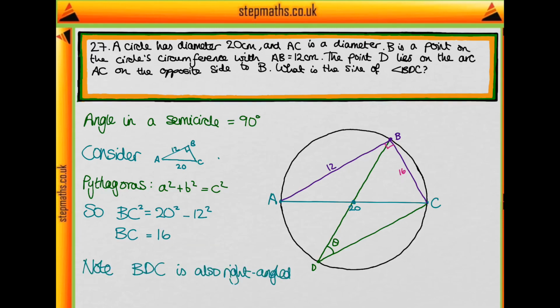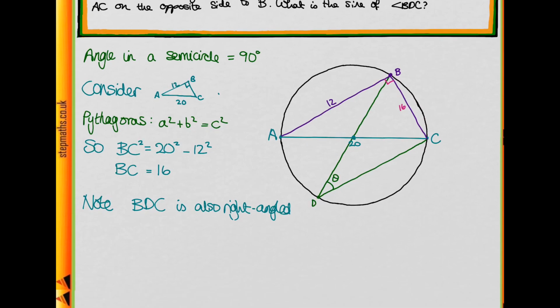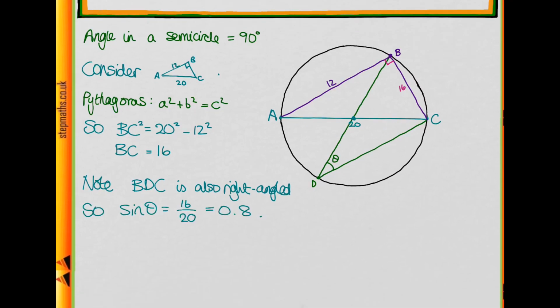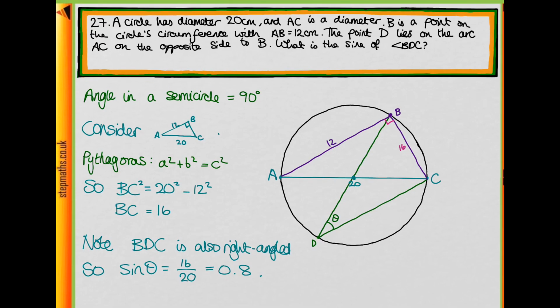Well, BDC, this triangle here, is also right angled for exactly the same reason. We have a semicircle here, and so this angle here will be a right angle. So we can use that to say that sine of theta of this angle here is just 16, the opposite side, over the hypotenuse, which is 20. And so sine theta is 0.8, and that's our answer.